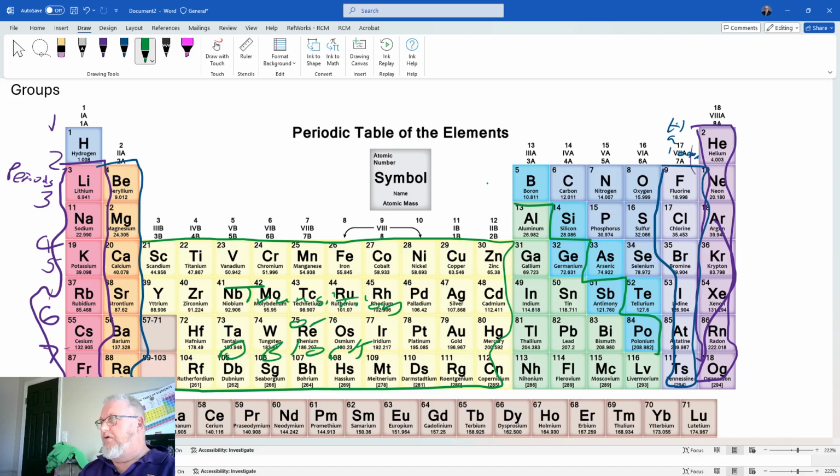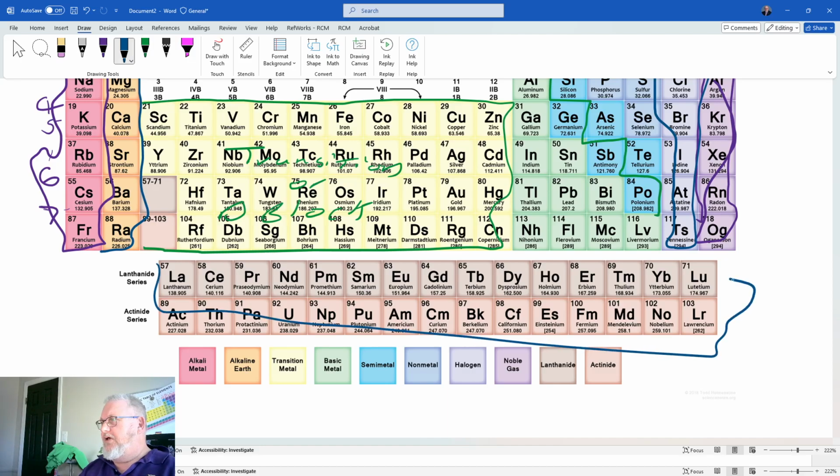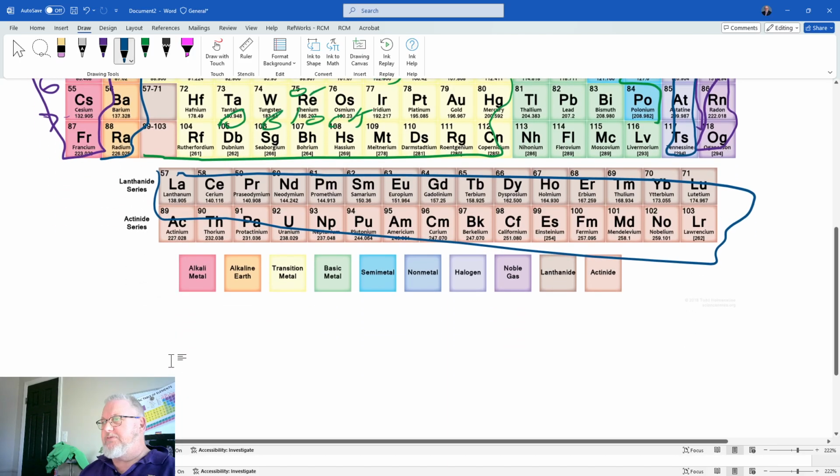Now over on this side, these are your metals. All right, metals. And let me get a different color here. On this side, these are your nonmetals. Nonmetals. Okay, cool. And these fellas down here, these are your inner transition metals, also known as the lanthanide and actinide series. We're going to call these the inner transition metals. Be happy about it, right? So those are the inner transition metals.